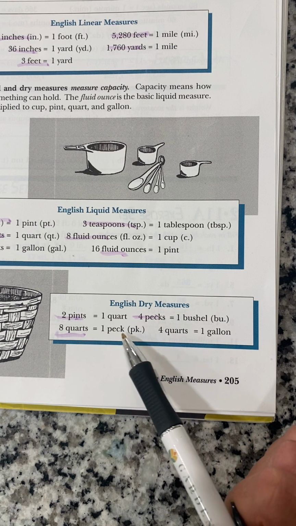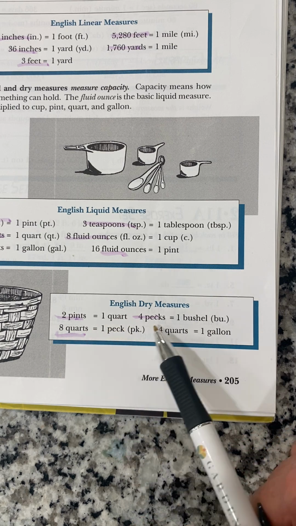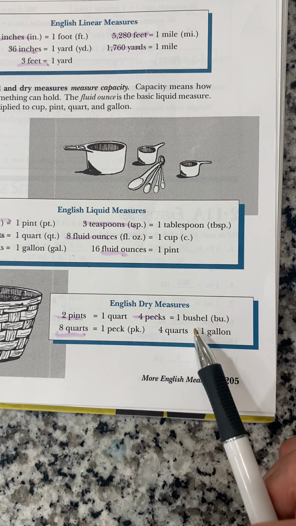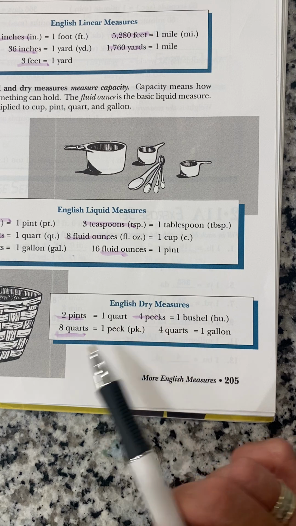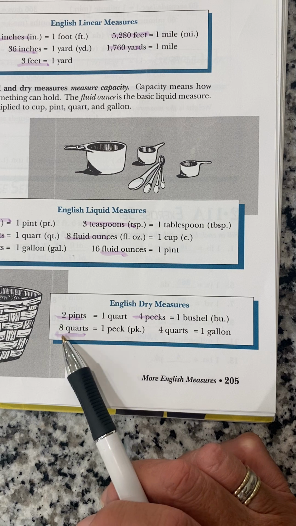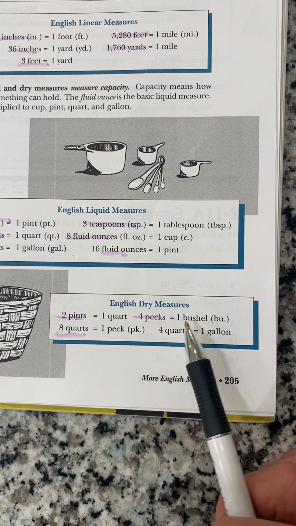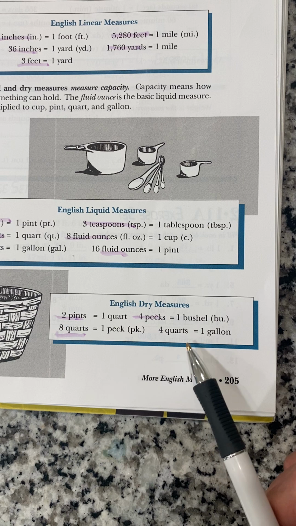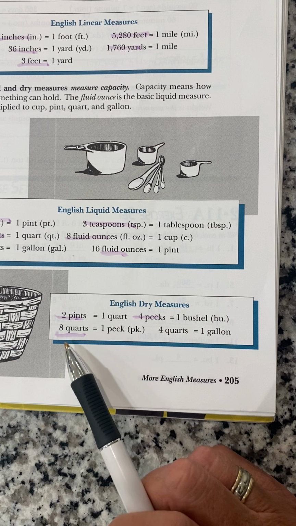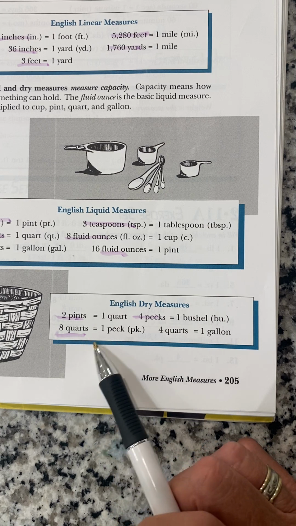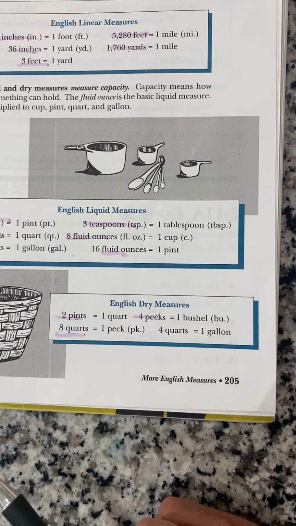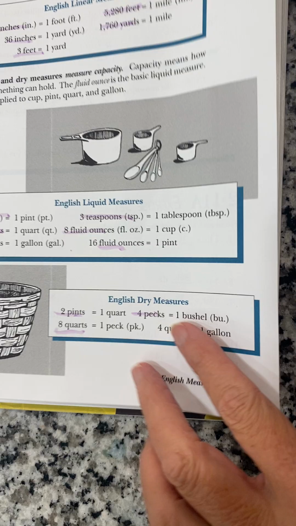So you have 8 quarts equal 1 peck. 4 pecks is going to equal a bushel. Have you ever heard of a bushel basket? So 4 pecks, 8 quarts each, and 8 times 4 is 32. 32 quarts, or 4 pecks, would be 1 bushel. Then, of course, 4 quarts equal a gallon. So the ones you're really going to have to know are these pecks and bushels. Just remember, 8 quarts is a peck, and then you times that by 4 to get a bushel. So 4 pecks are in a bushel. So just using your multiplication table there.